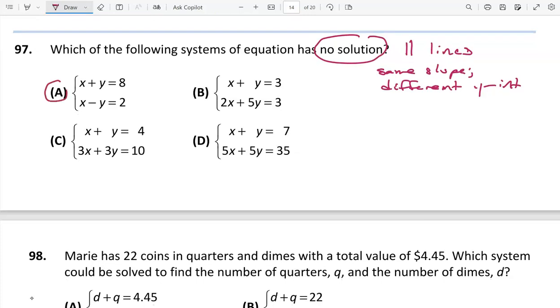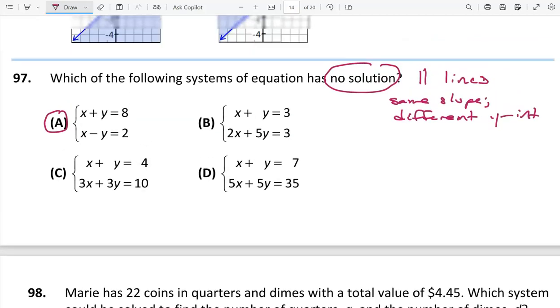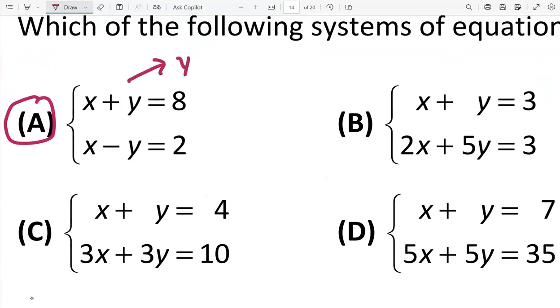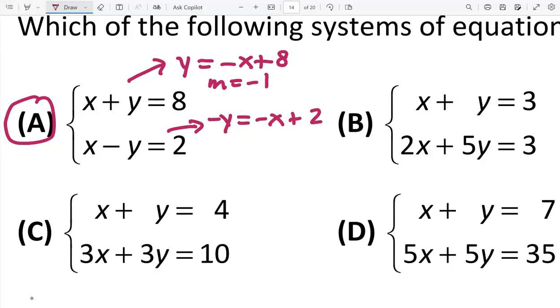Okay, if we look at A, if we were to solve these equations for y, the first equation would be y is equal to negative x plus 8. So it would have a slope of negative 1. The second equation, solved for y, is negative y is equal to negative x plus 2, or y is equal to x minus 2, and that has a slope of positive 1. Are these parallel lines? Nope. So that means we're going to eliminate choice A.